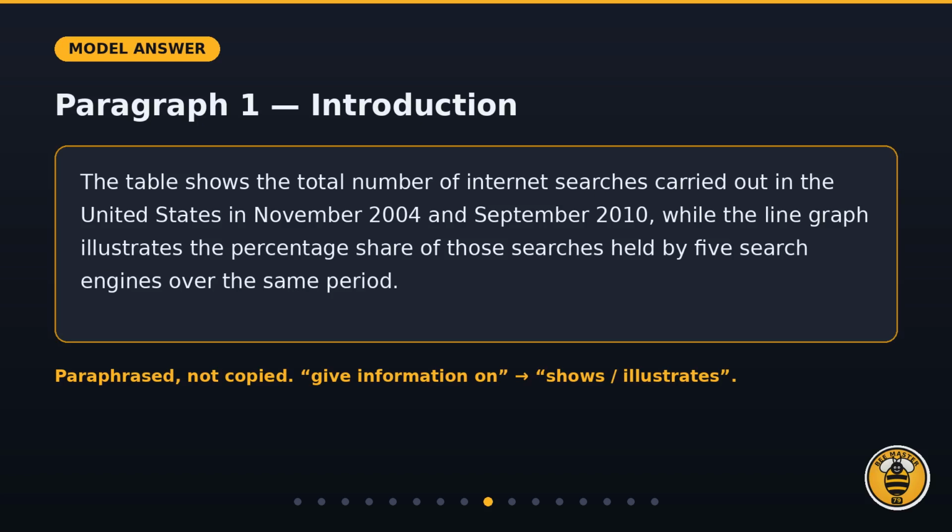Paragraph 1. The introduction. The table shows the total number of internet searches carried out in the United States in November 2004 and September 2010, while the line graph illustrates the percentage share of those searches held by 5 search engines over the same period. Notice give information on becomes shows and illustrates. Paraphrased, never copied.